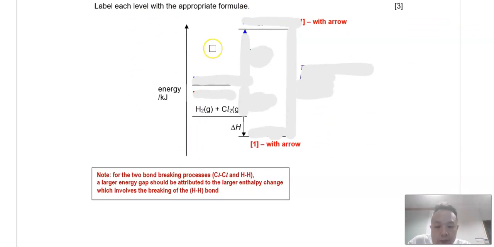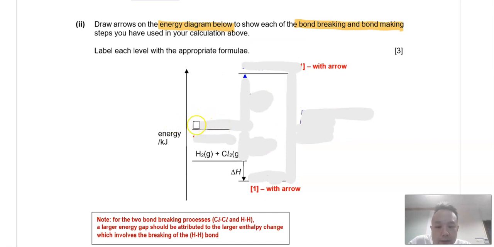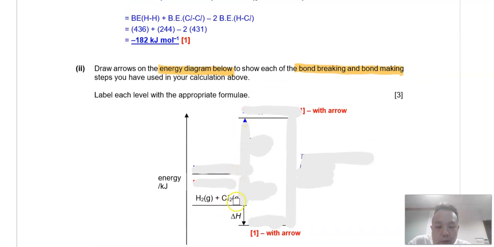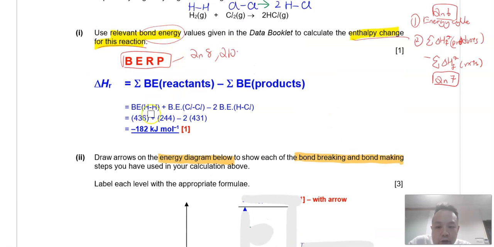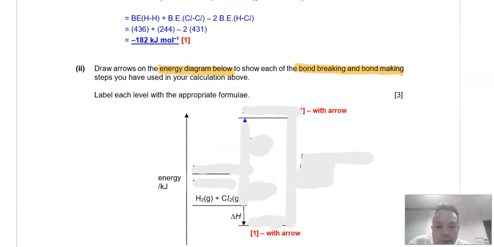So we have the energy axis over here. I have hydrogen gas plus Cl2 gas. The lines here are indicated for you. Notice that this gap here is smaller and this gap here is much bigger. Logically, we know that bond breaking is endothermic. So these two arrows going upwards should be the breaking of the H-H bond and the Cl-Cl bond. Which is stronger? The H-H bond is stronger. So this bigger gap will correspond to the breaking of the H-H bond, whereas this smaller gap will correspond to the breaking of the Cl-Cl bond.